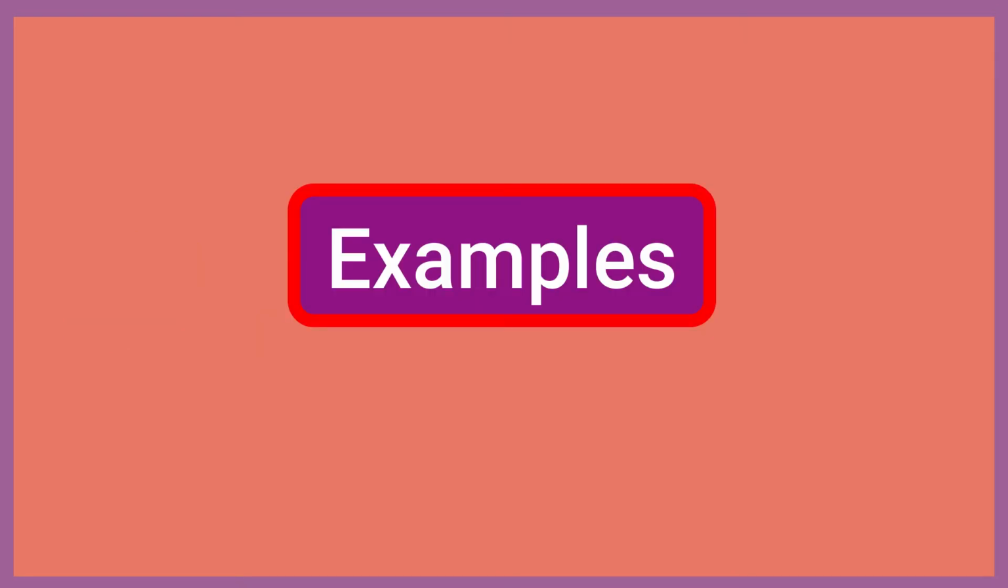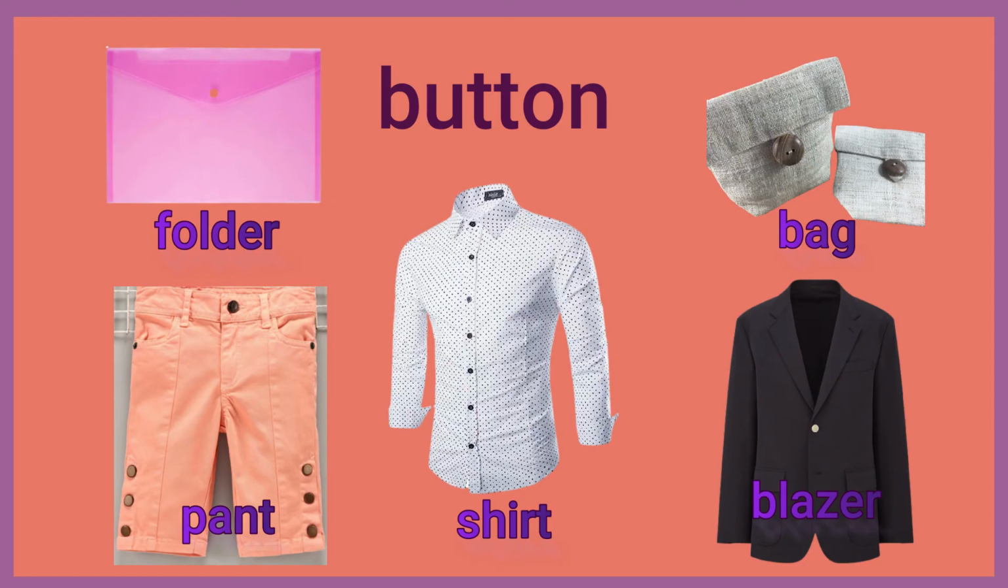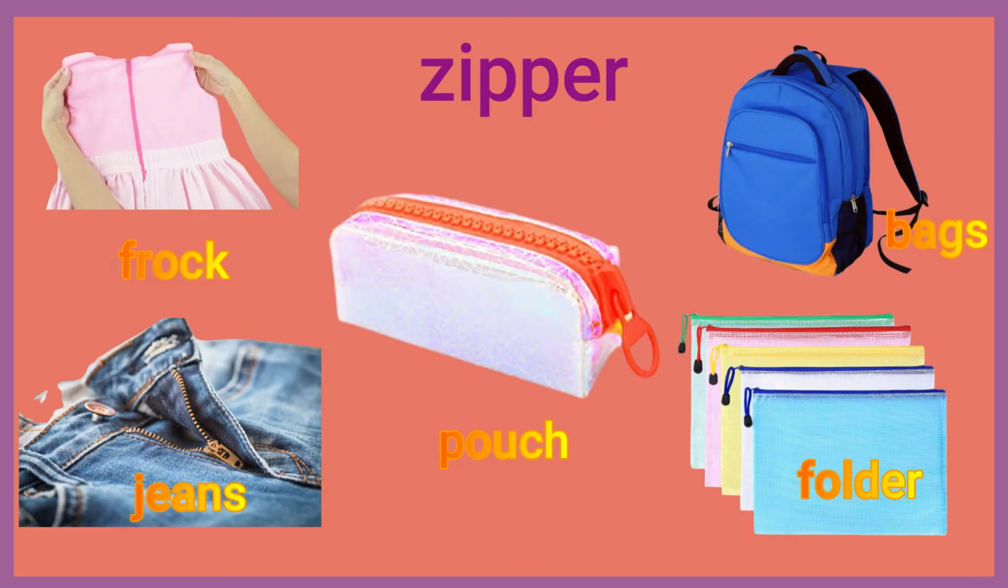As for examples, buttons. Where can we see these buttons? In the folder, pants, shirt, bags, blazer, and in so many more objects, button can be used as a fastener. Next one is zipper. We can see zipper is used in frock, jeans, pouch, bag, folder, and many more.